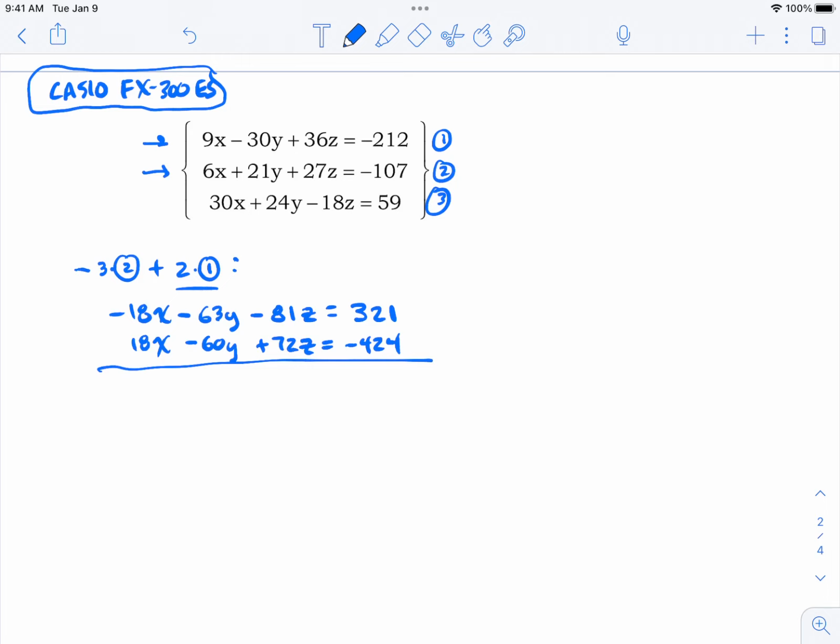Cool. Now I can add these equations. Sometimes I put like a little plus here. Now I'm going to add these 2 equations together, and of course the x's go poof. Cool. We're making progress. A negative 63 and a negative 60 makes a negative 123y.